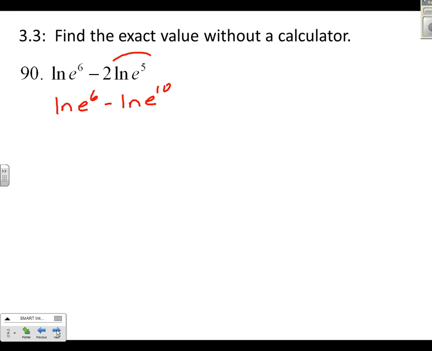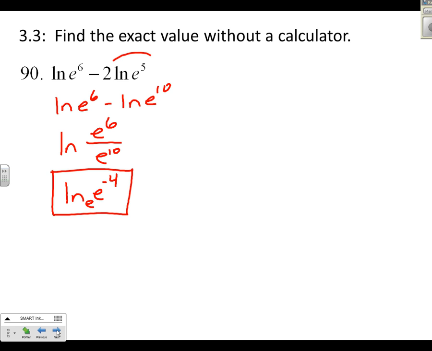And then we got to say, well, what's going on here? I could smash these together. ln, that would be e to the 6th on e to the 10th, which is ln 1 on e to the 4th, or e to the negative 4th. And then it's like, how do I know the exact value of that? Well, what is this thing? This is the exponent that turns e into e to the negative 4th. I need an exponent that will turn e into e to the negative 4th. Wonder what that could be. This, of course, is negative 4.